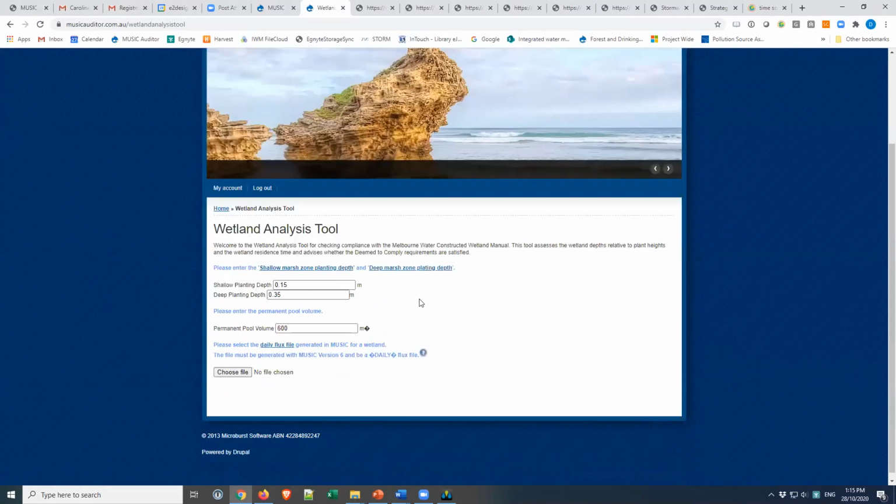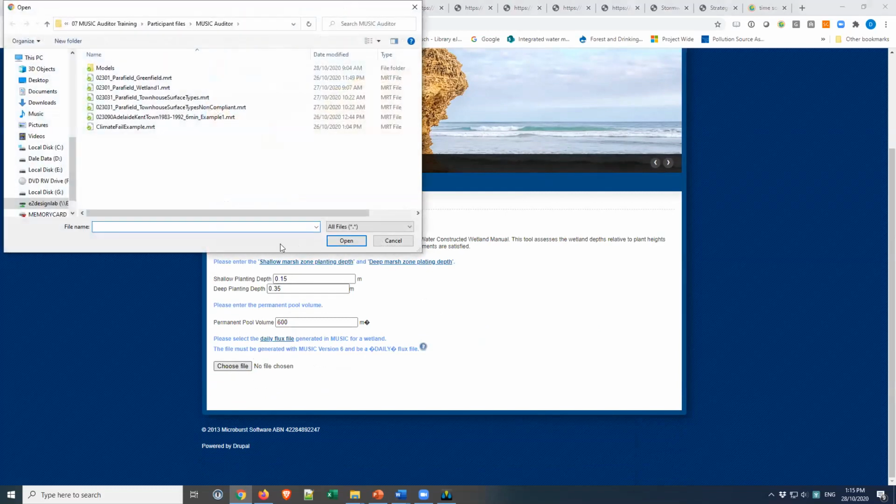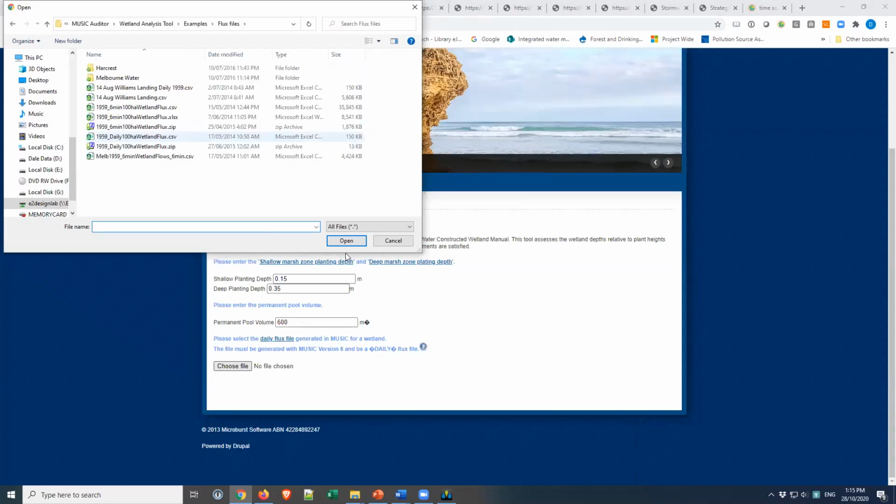So it works very similarly to the music auditor. These you'll probably leave as is. You need the permanent pool volume for your wetland, so you can just get that from your model and put it in. And then you choose your file. Did that work? Yep. Okay, choose your file and upload it.